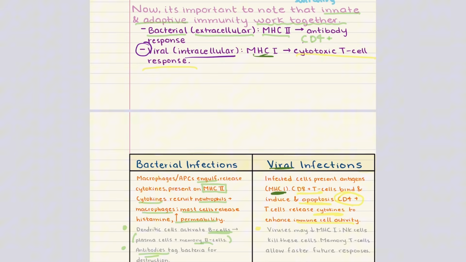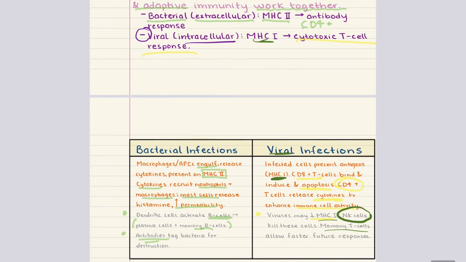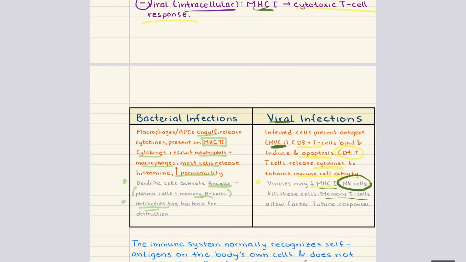Now, some viruses think they're smart. They attempt to evade detection by reducing MHC class I expression. But actually, that makes them a target for natural killer cells, which can detect and destroy cells that lack MHC class I. In addition, memory T cells are formed during this process so that they can provide faster responses to the same virus in the future.